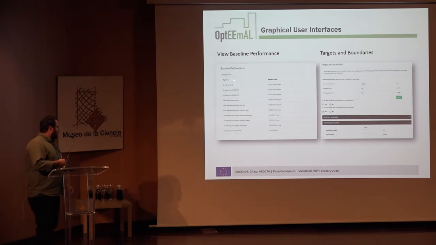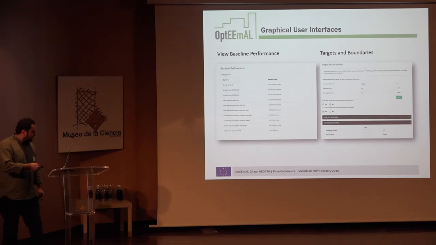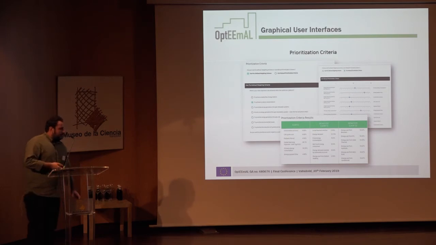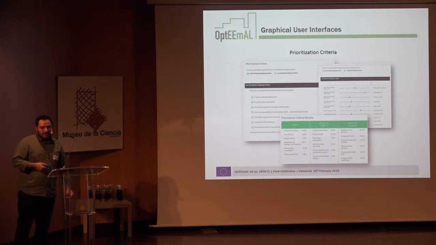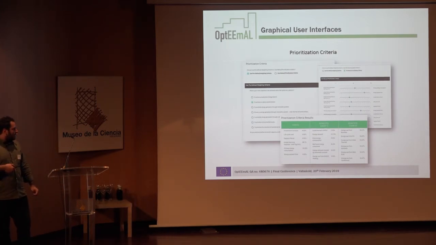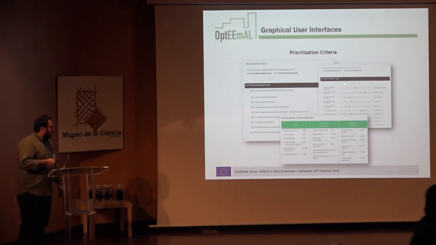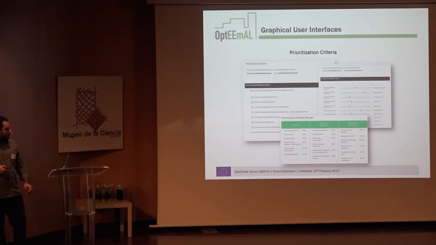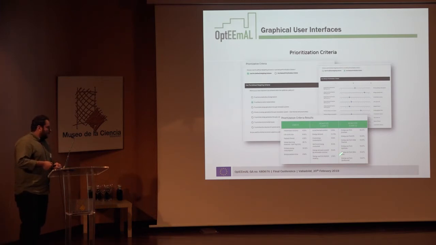They can see all energy KPIs listed here. And they can also edit the target and boundaries with the help of this part. Here is prioritization criteria. They can fill the inputs by using predefined weighting schemes, as you see, or use manual prioritization criteria. After filling all the inputs, they can see all the results listed.